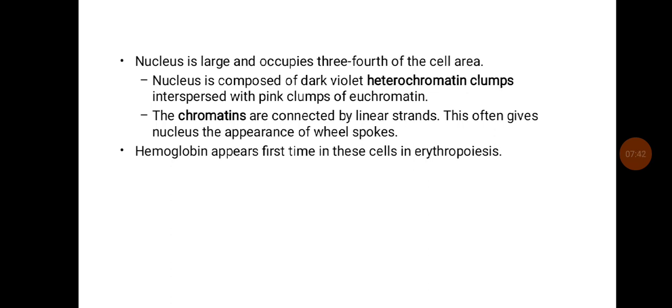The nucleus is large and occupies almost 3/4 of the cell area. The nucleus is composed of dark violet heterochromatin clumps interspersed with pink clumps called euchromatin. The chromatin is connected by linear strands, so this often gives the nucleus the appearance of wheel spokes. Hemoglobin appears for the first time in these cells during erythropoiesis.